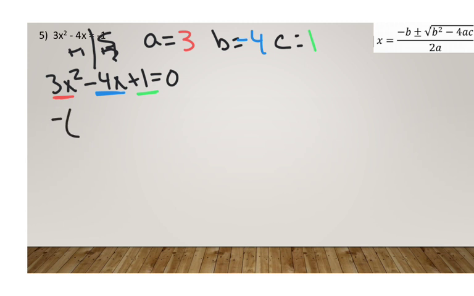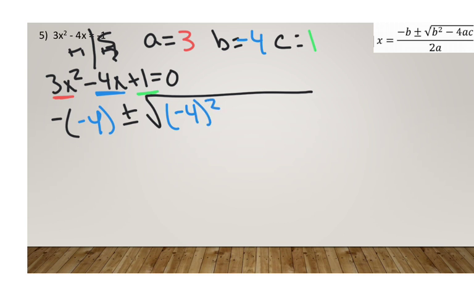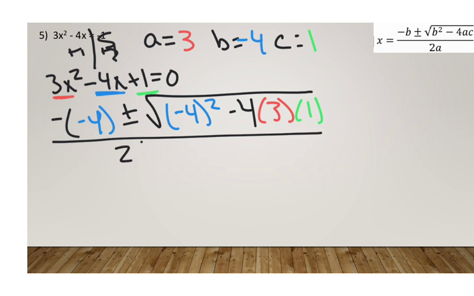So negative, and then our b is negative 4, plus or minus the square root of b squared, so negative 4 squared, minus 4 times a, which is 3, times c, which is 1, all over 2 times our a value, which is 3. Okay, so now we're going to simplify.